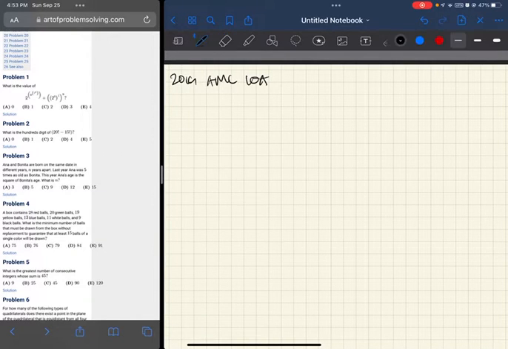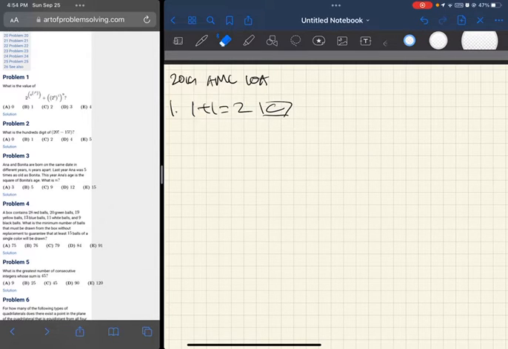Question number 1. So then the value of each of these items is obviously 1 because you have a 0 in there. So then that's just 1 plus 1 equals 2, which is C. Alright, and then number 2, what is the 100th digit of 20 factorial minus 15 factorial?